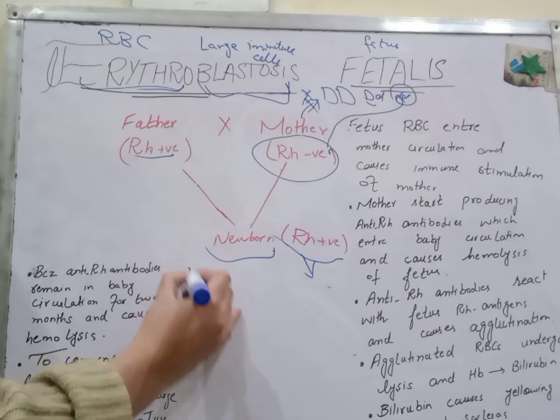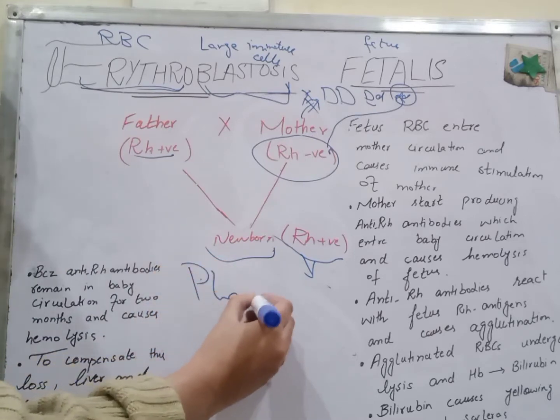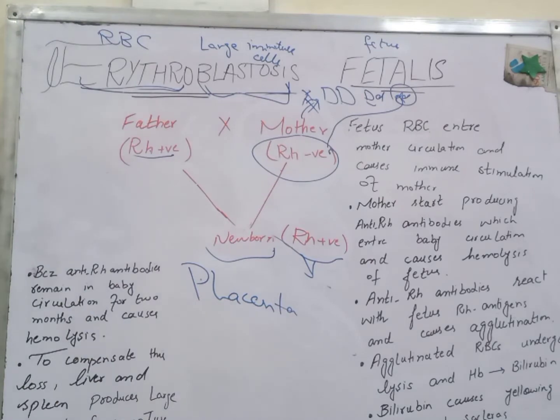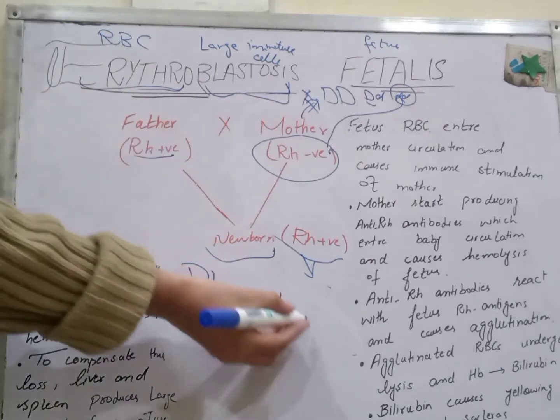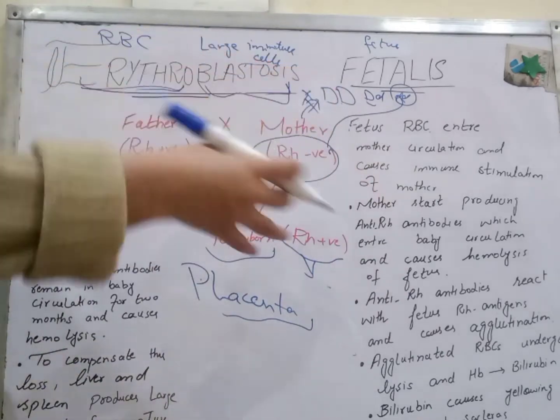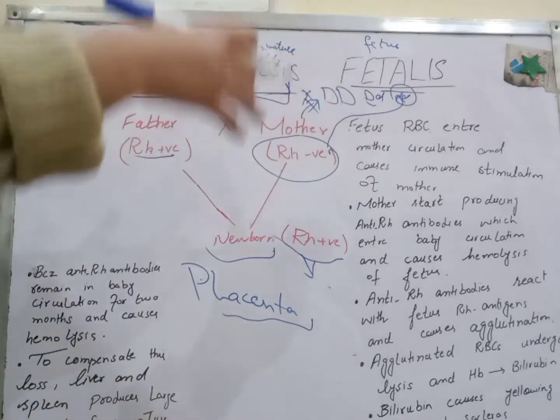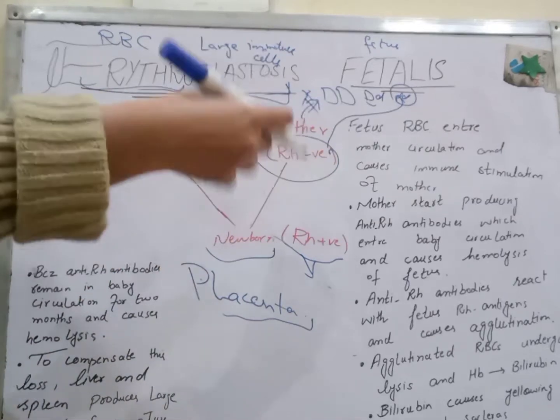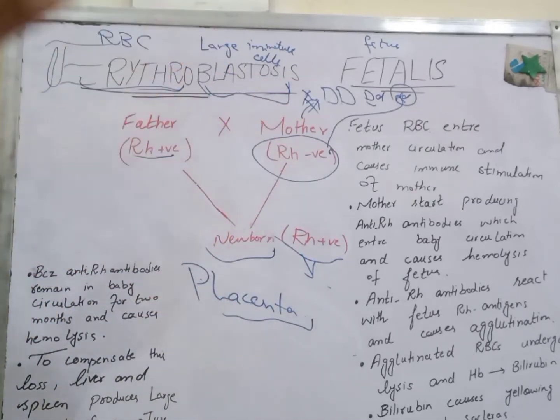Now one thing which is called placenta. What is this? Placenta is the connection between mother and the baby. It is the connection through which the mother's nutrients and circulation get entered into the baby, and the baby disposes of its waste materials into the mother's body. This is the maternal fetal connection.